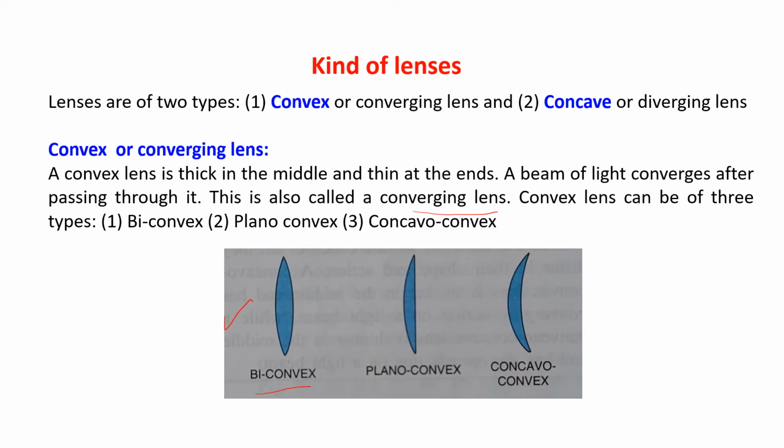Convex lens can be of three types. One is biconvex, this one. The second one is plano-convex, one side plane and one side convex. And the other one is concavo-convex, like this. Okay.